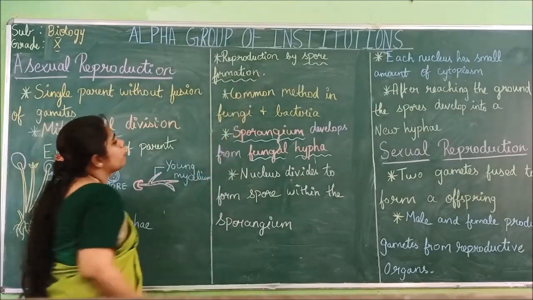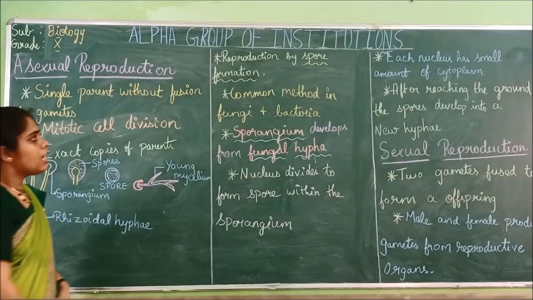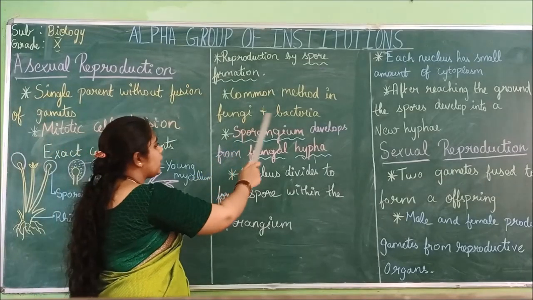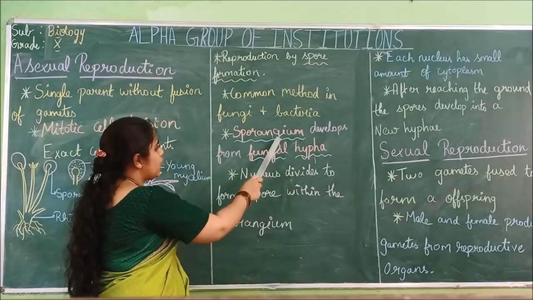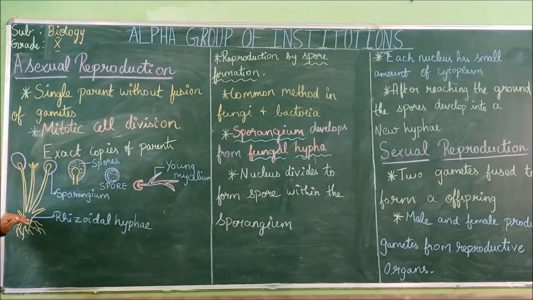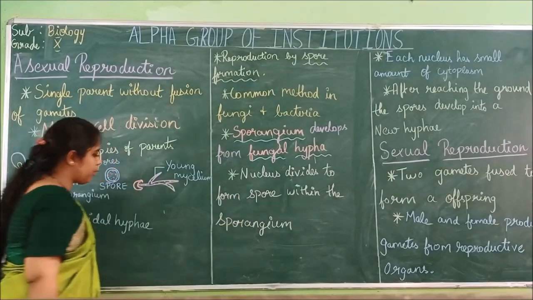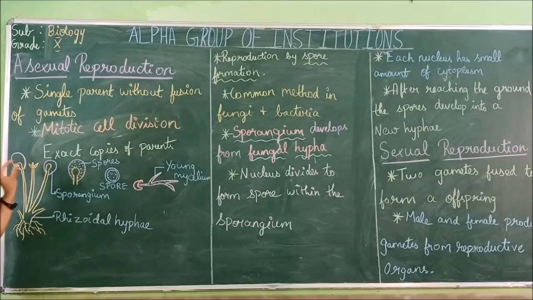Reproduction by spore formation. So asexual reproduction happens with the production of spores. It is a common method in fungi and bacteria. The sporangium develops from fungal hyphae. So from this rhizoidal fungal hyphae, a sporangium is formed. The nucleus divides to form spores within the sporangium.